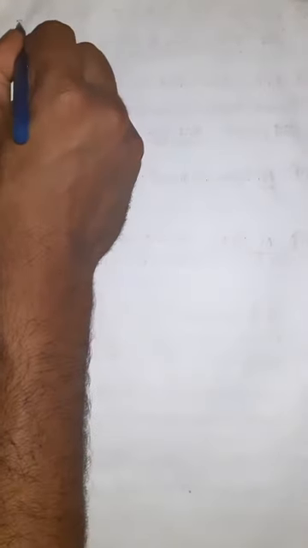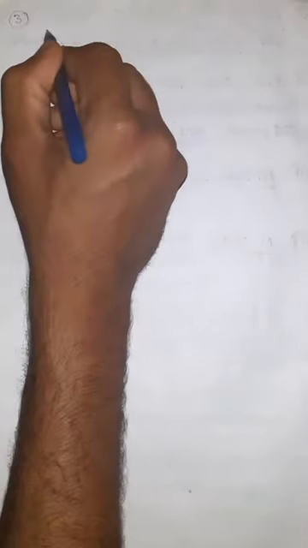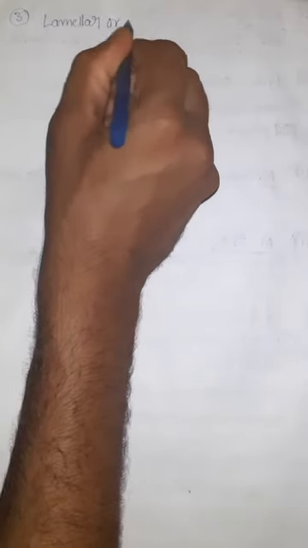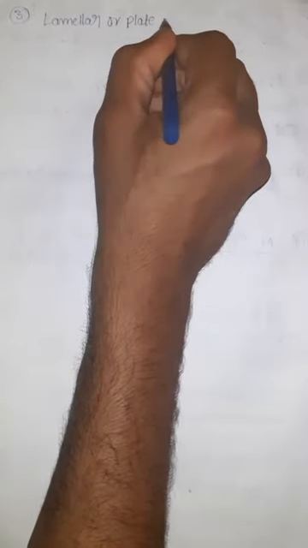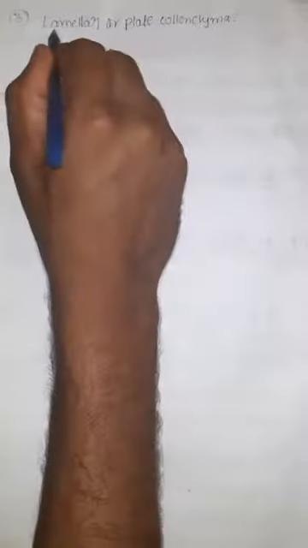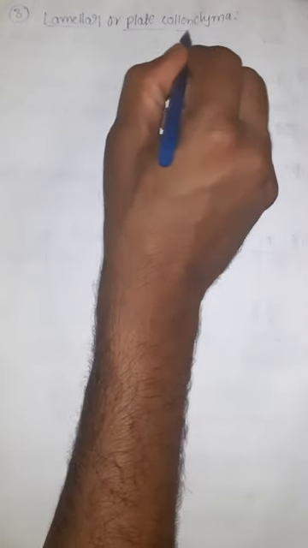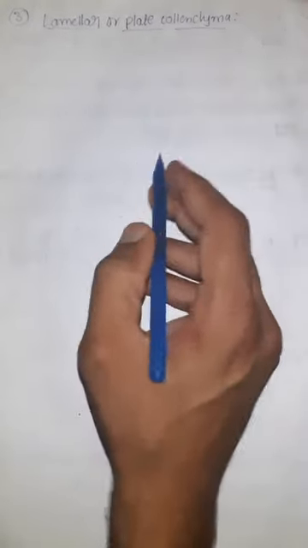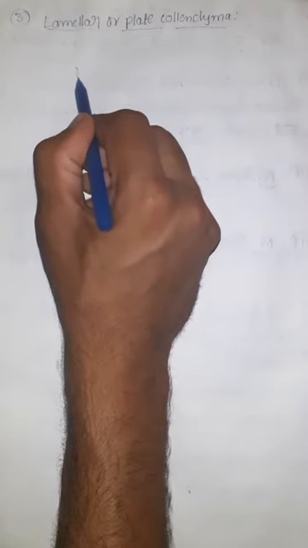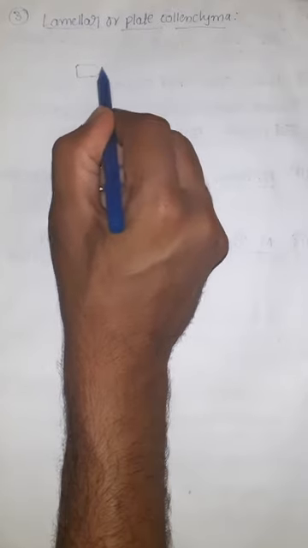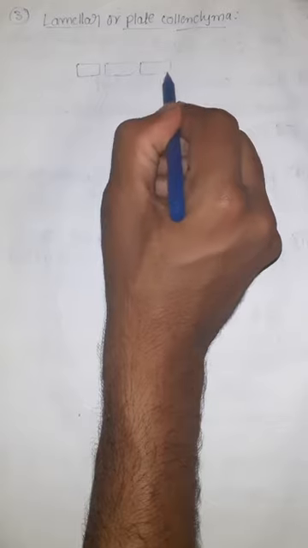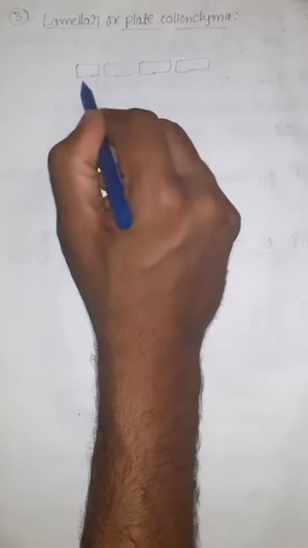Next, we will see the third type, that is lamellar or plate type of collenchyma. Lamellar or plate type of collenchyma. Here the pectic depositions are a little bit different. Whenever the cells are arranged in horizontal lines, like this.